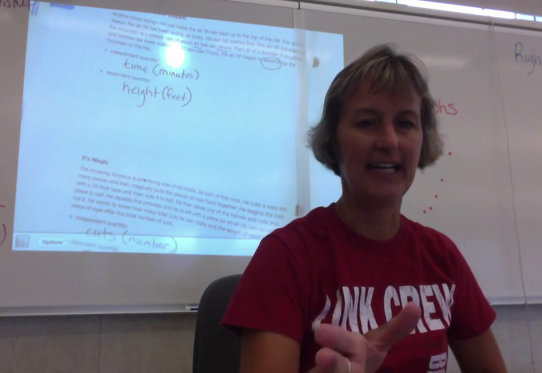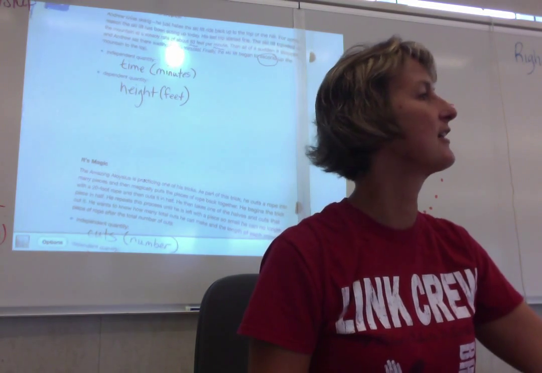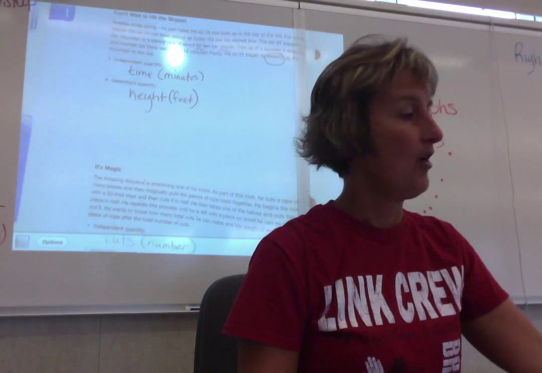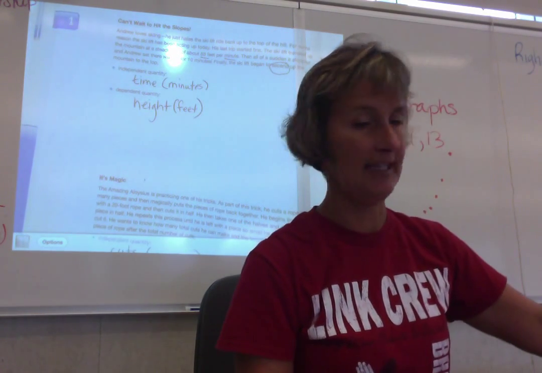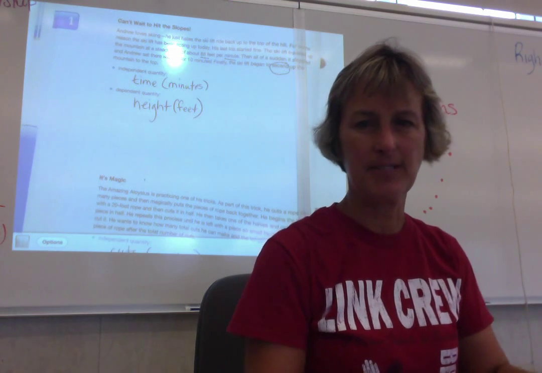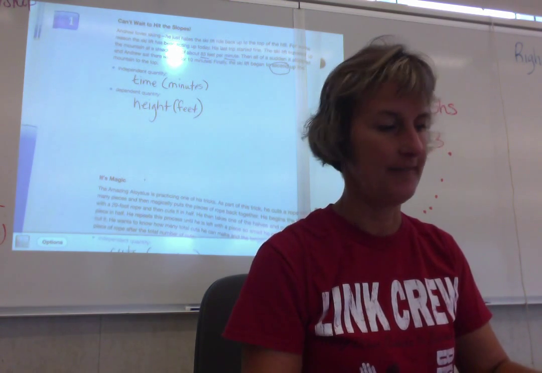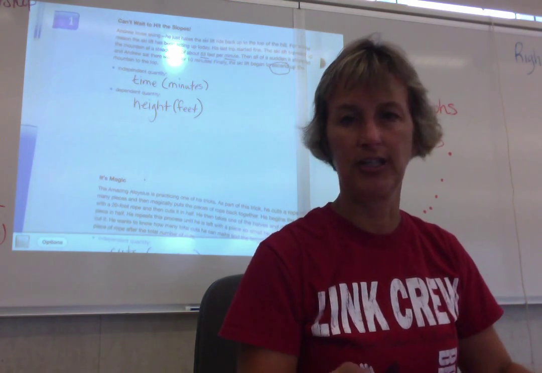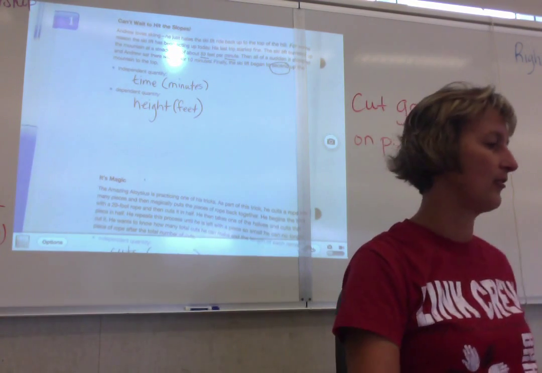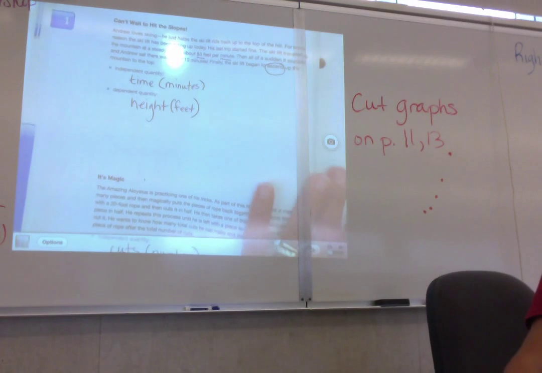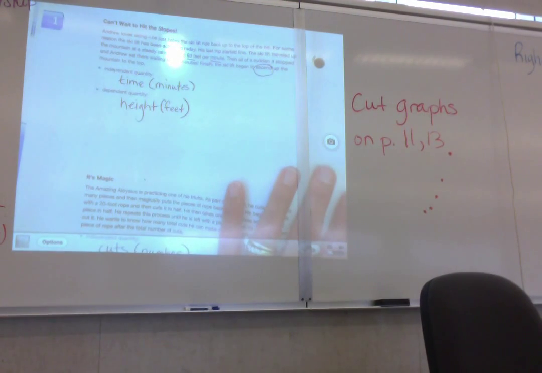All right, we went ahead and took all of the scenarios starting on pages 6, 7, and 8 and taped down a graph onto everything. So we're going to hear now what the class figured out, but different groups had different graphs. I can't wait to hit the slopes. Did you find one? Oh, that's you guys. We chose graph G. Graph G, can you explain?